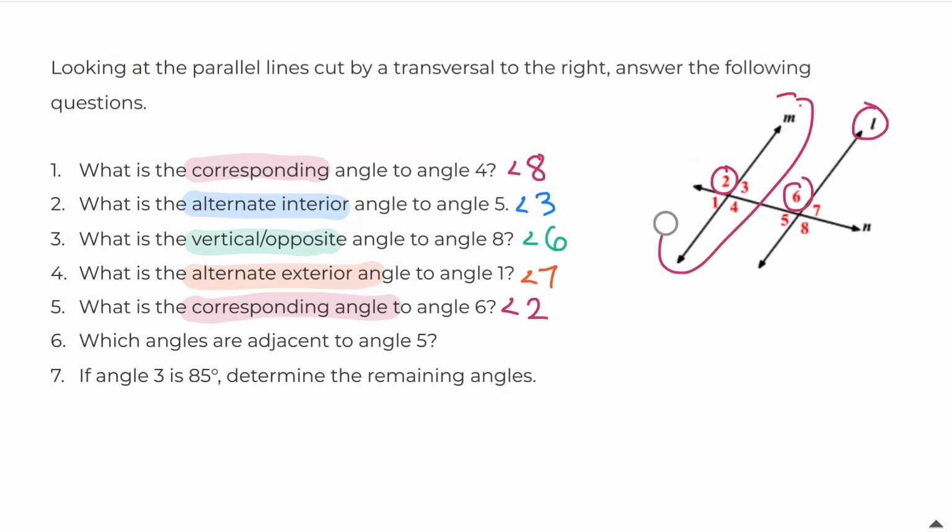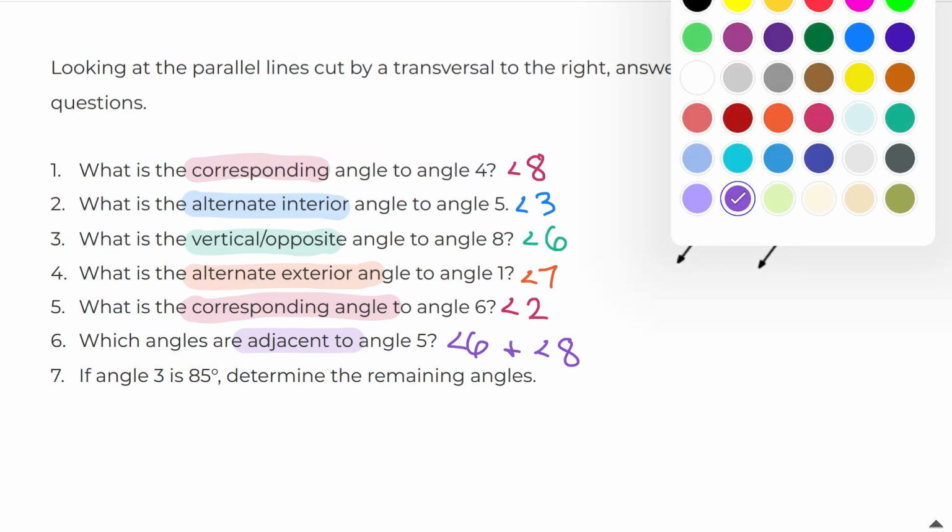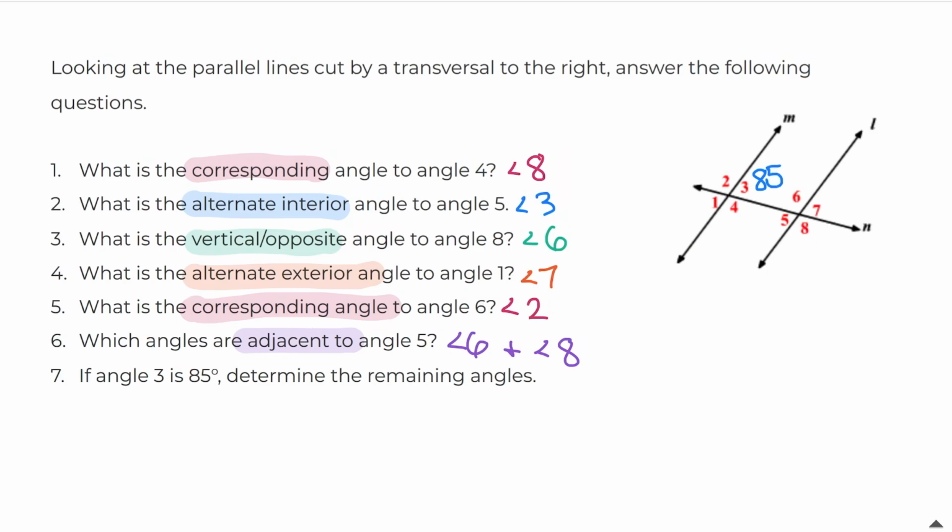And then we are asked which angles are adjacent to angle 5. So there's two answers for this one right here. So angle 5 is right here, and adjacent means it's next to it. They make a straight angle, a straight 180 degrees. So angle 6 has to be one of them. And then the other angle would have to be angle 8 because that also makes a straight line with angle 5. All right. And then lastly, if angle 3 is 85 degrees, so I will put 85 right here for angle 3.